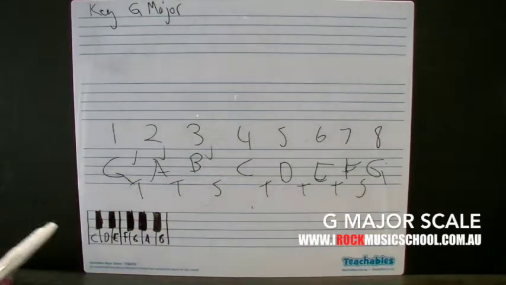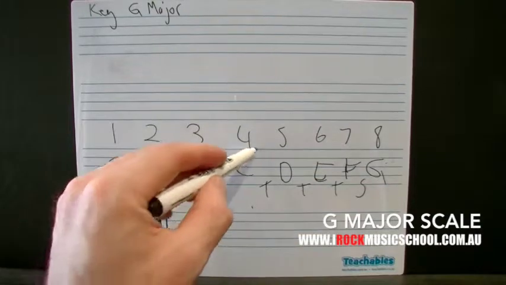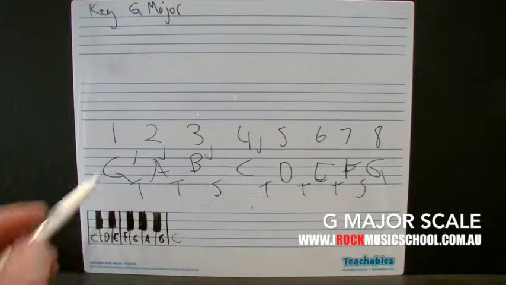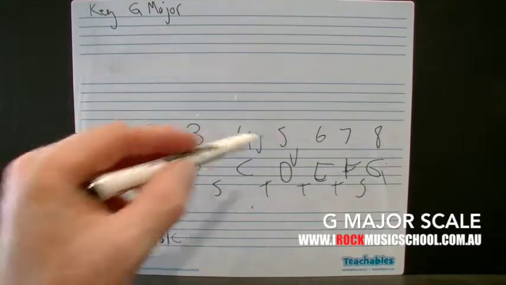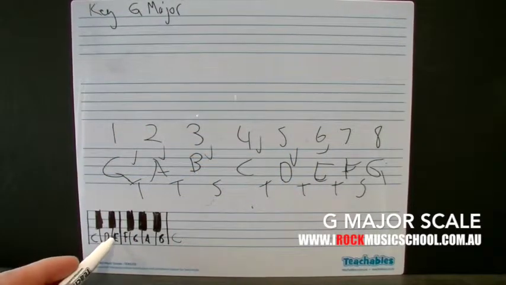B to C, remember C is right next to it, B to C should be a semitone, and that's correct. C to D should be a tone, 1, 2, correct. D to E should be a tone, 1, 2, correct. E to F should be a tone.